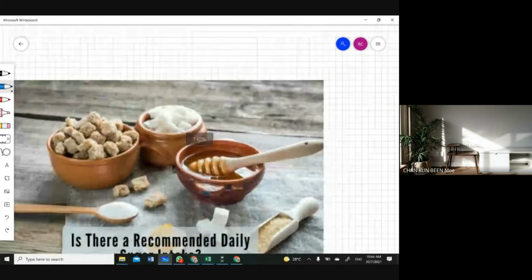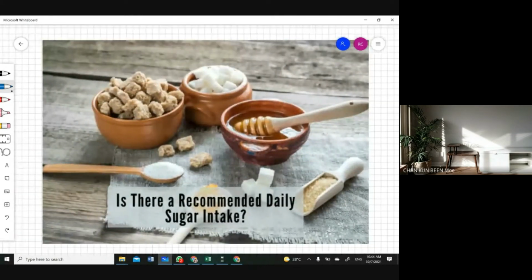So we look at the situation given first. This is a picture. Does the picture look yummy or not? These are all the sugar. This is the honey, all the sugar. Is there a recommended daily sugar intake? Do you have any idea what the daily sugar intake is for everyone?